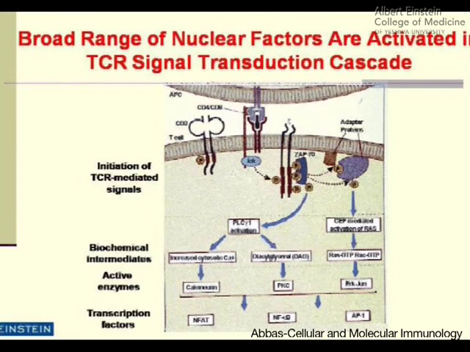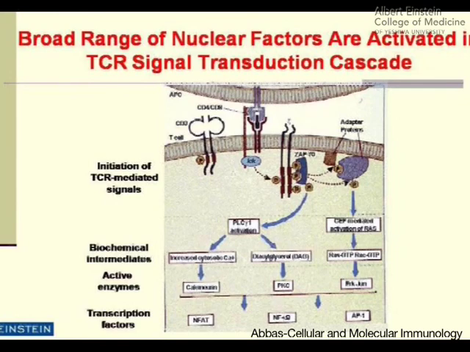ZAP70 now is going to activate phospholipase C and protein kinase C. This is going to increase calcium, which activates calcineurin. Calcineurin is going to dephosphorylate NFAT, and now NFAT can go into the nucleus. Protein kinase C is ultimately going to activate IKK, which phosphorylates IkB, allowing NF-kappa B to be released. And the antigen-specific MAP kinase pathway and the co-stimulatory MAP kinase pathway are both going to converge, yielding Fos and Jun, forming the AP1. This core group of nuclear transcription factors is what's going to turn on the genes.